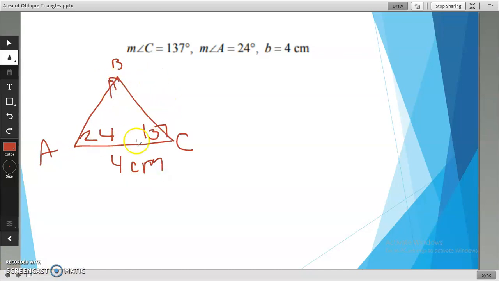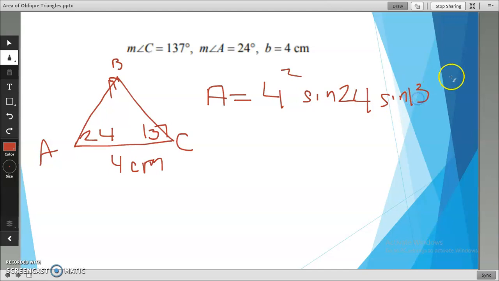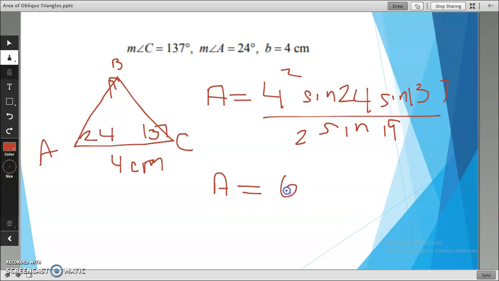So I have two angles and an included side. I'm using the formula. Area is equal to my side squared times the sine of 24 times the sine of 137, all over 2 times the sine of that angle that I have the side adjacent from, which is 19, and I get the area is equal to 6.8 centimeters squared. And I hope that this helps.